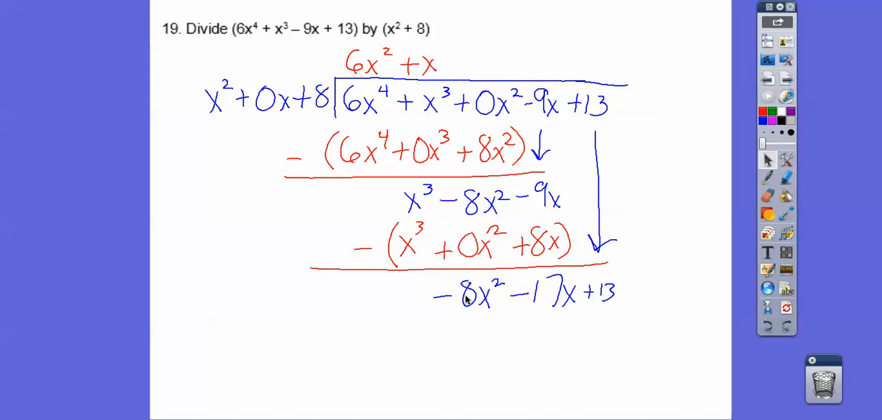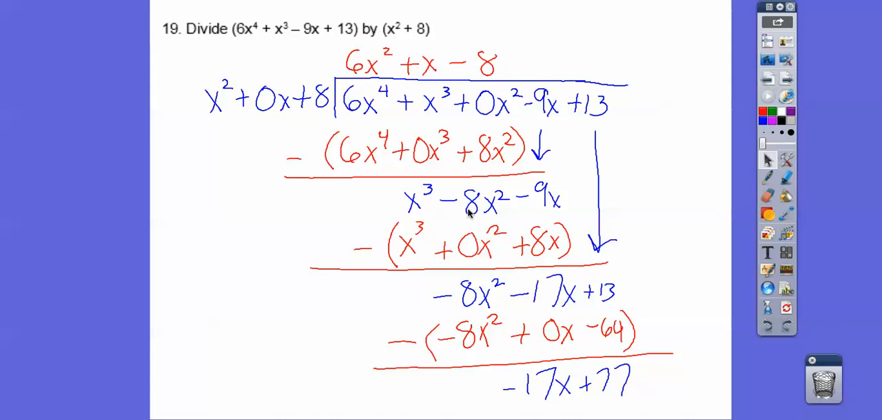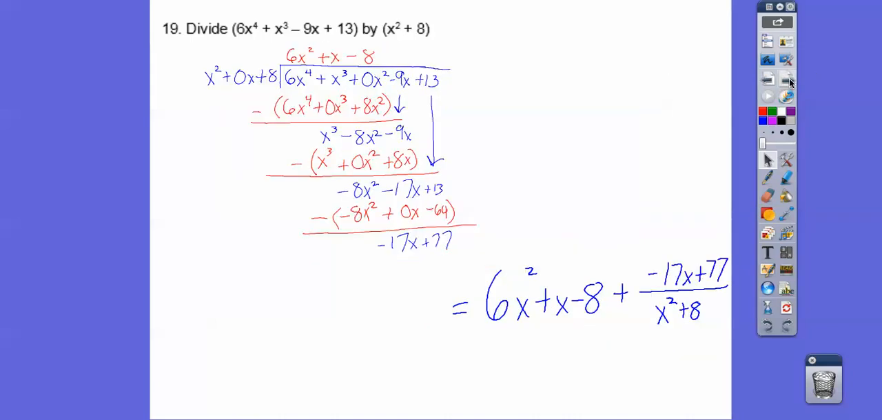So x squared times a negative 8 we'll put up there will get us a negative 8x squared. If my computer will let me do that, there we go. Let me go back here. Okay, and then so we get that, and we multiply negative 8 times this whole stuff, and we get that, and we subtract. So we start at the top and we go clockwise. So our answer is this plus this divided by our divisor right there. Okay, so there we go.